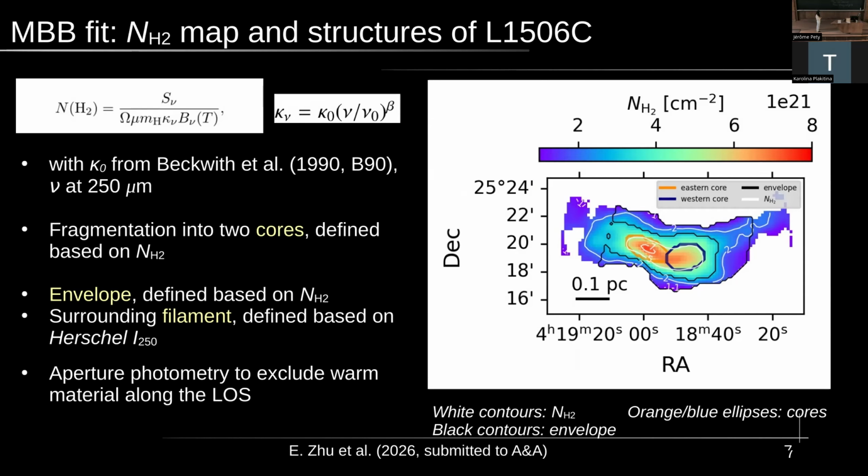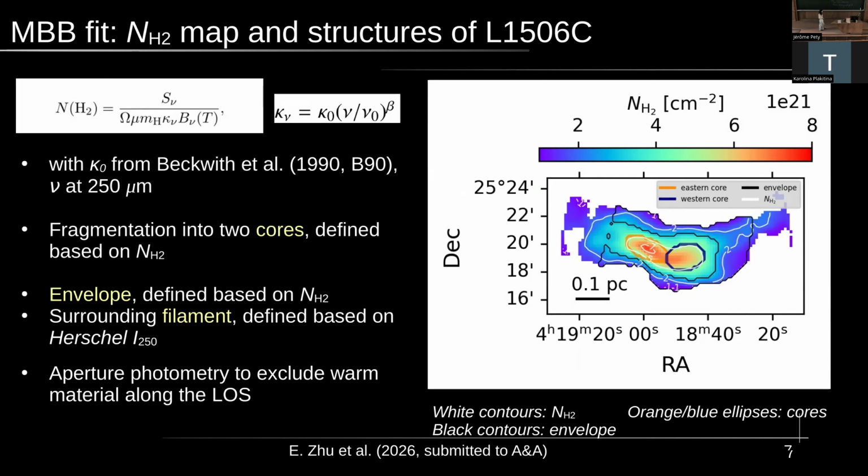So here on the right, on the NH2 map, you can see that L1506C is fragmented into two cores. And I fitted two ellipses based on the NH2 contour to represent these two cores. And then I also defined an envelope area around the cores, within this black contour. And then we also defined a filament surrounding the cores and envelope.